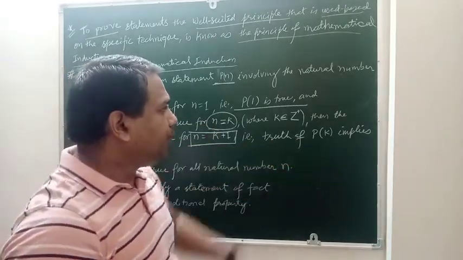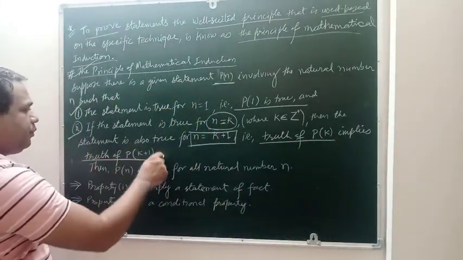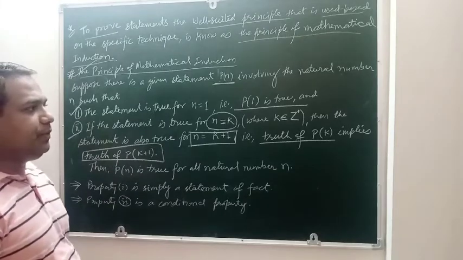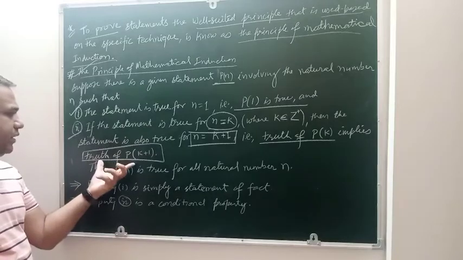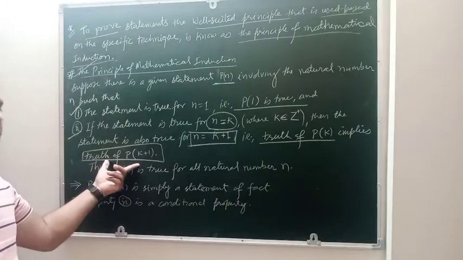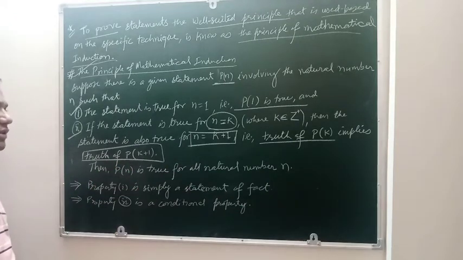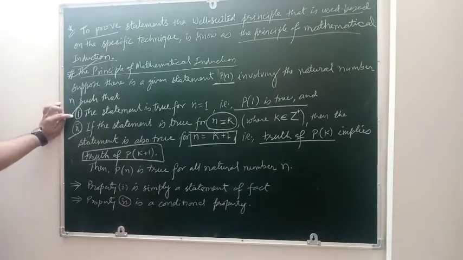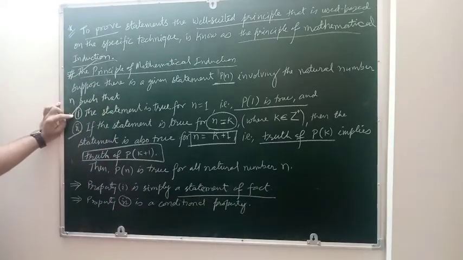Then truth of p of k implies truth of p of k plus 1. So basically this is written in words, and this is mathematically. If this is true, that implies this is true, right? Then p of n is true for all natural numbers n. So in property 1, what we are getting is simply a statement of fact. Therefore we can say n equal to 1 is true.